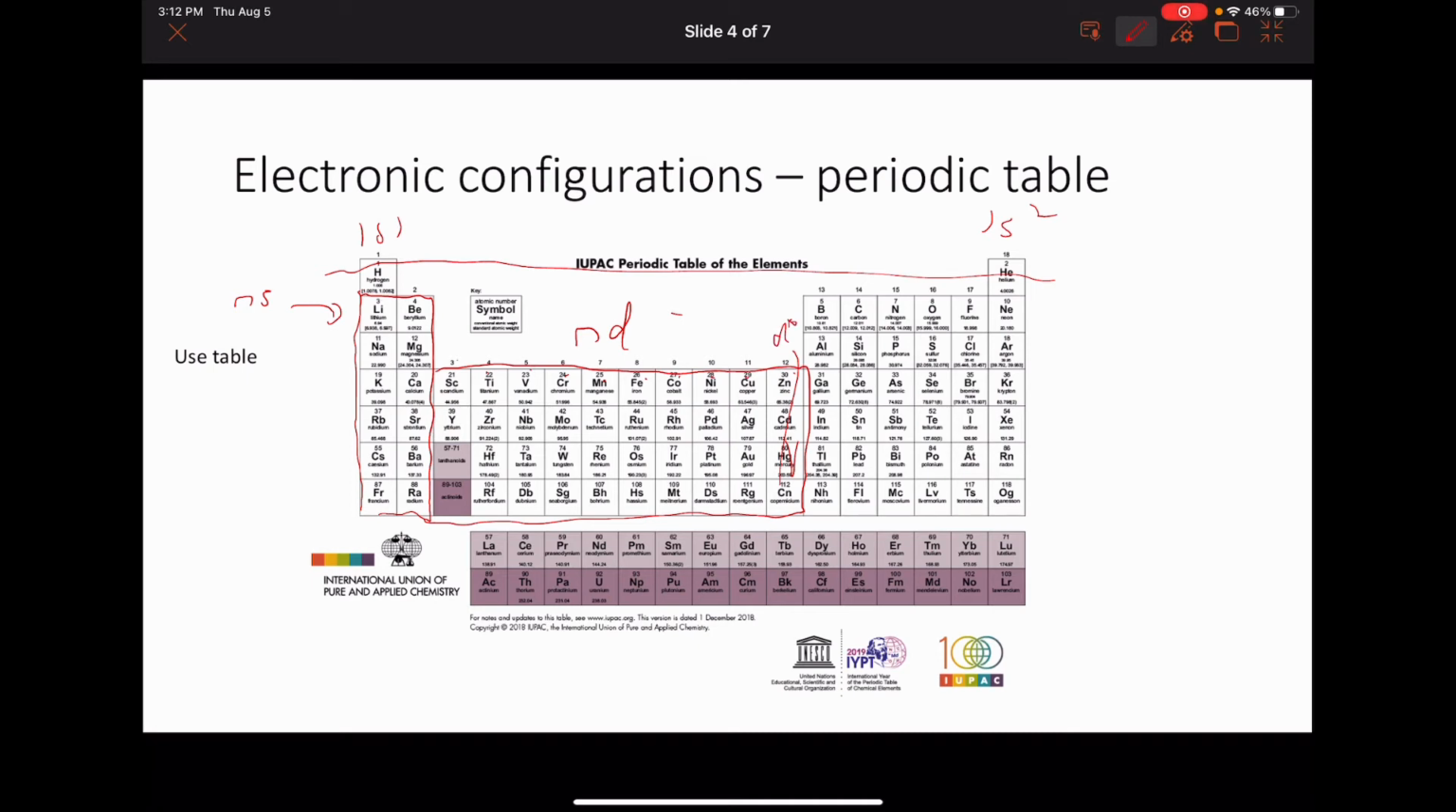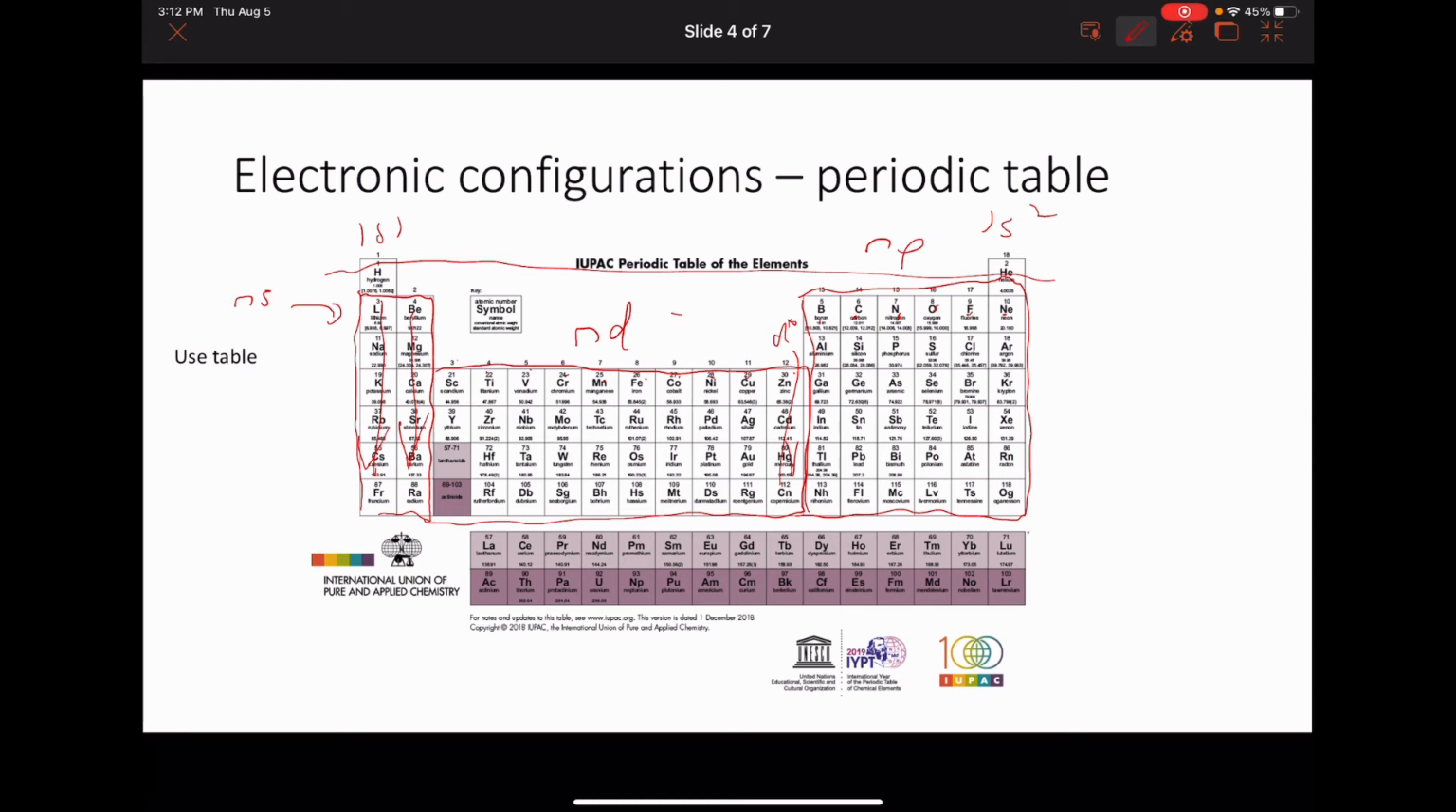So s1, s2, and then the d's, and then this block here, and this is the reason why helium doesn't fit, is the np. And we have 1, 2, 3, 4, 5, 6. So we can have 6. Just look at what column it's in on the periodic table, and it tells you how many p electrons it has, how many d electrons it has, how many s electrons it has in that particular electronic configuration.